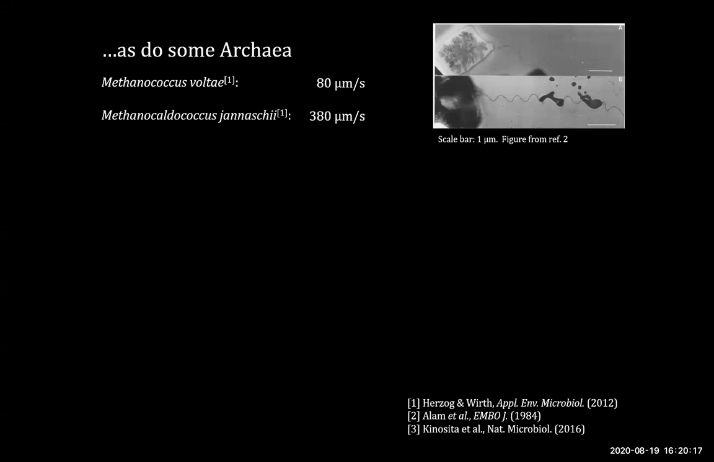Archaea use a rotary motor, but it's powered by a different power source. It uses ATP. Bacteria use a proton gradient. Life has effectively arrived at the same engineering solution to making cells move twice by two separate pathways. So this has got interesting ramifications.